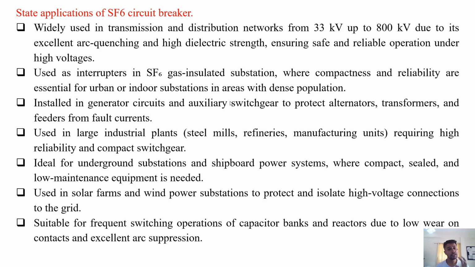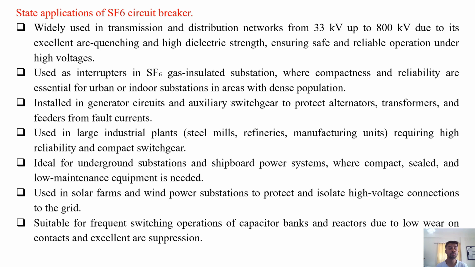It is installed in generator circuits and auxiliary switchgear to protect alternators, transformers, and feeders from fault currents. It is used in large industrial plants, that is steel mills, refineries, manufacturing units requiring high reliability and compact switchgear. It is ideal for underground substations and shipboard power systems where compact, sealed, and low maintenance equipment is needed.